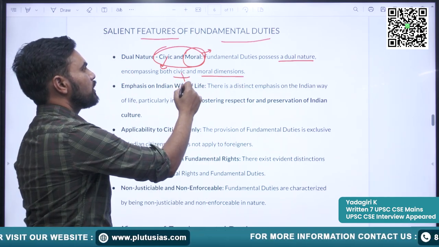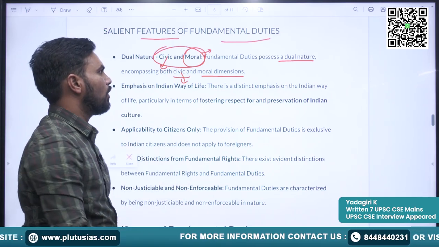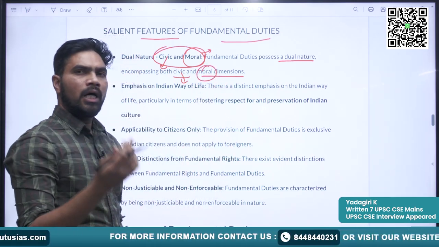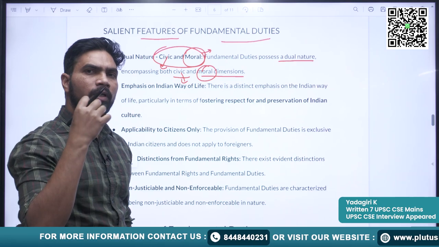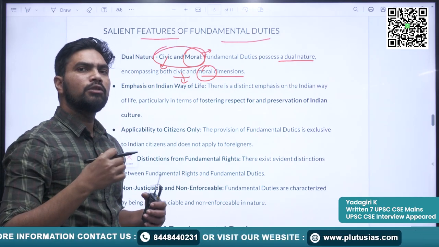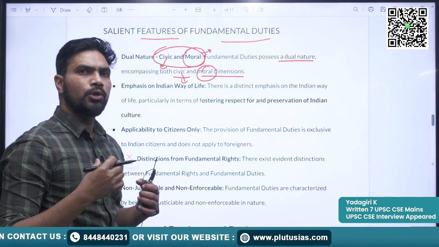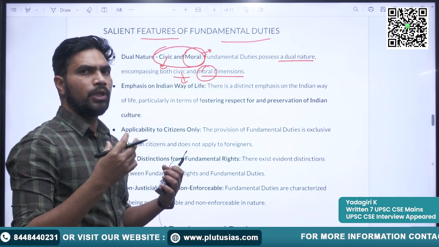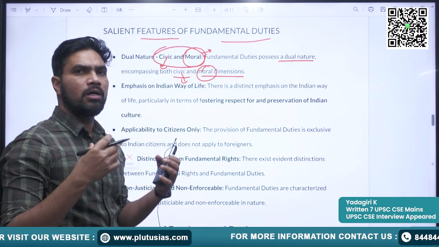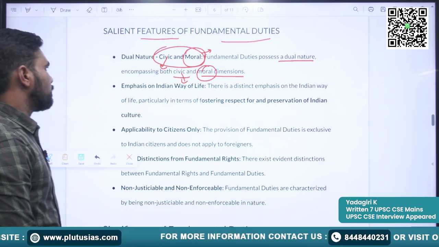Civic means towards the society, towards other people. Moral dimension means the duty comes from within. The person feels that it is my moral obligation, it is my duty to perform this duty. So basically the duty comes from the conscience of the person.